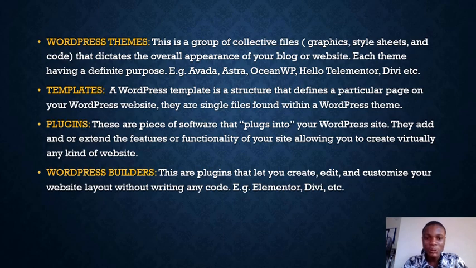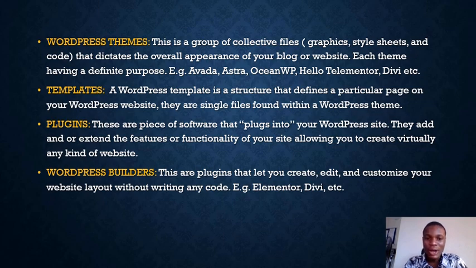So understanding a WordPress theme itself is the basic thing that you need to know. This is the group of collective files that determines the overall appearance of your website. The next thing you need to know is the template. A WordPress template is a structure that defines a particular page on your WordPress website. While a theme determines the overall appearance, a template determines the page appearance. When you visit a website, you see the home page, the about us page. There's a template for a home page, there's a template for an about us page.